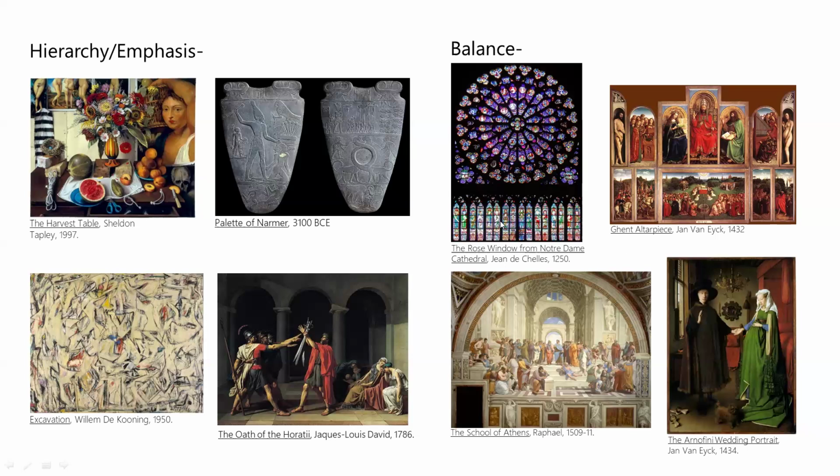The rose window from Notre Dame is an example of radial symmetry, and being radial symmetry, that means it is also an example of rotational symmetry. In my lecture on balance, I talk about the difference between rotational symmetry and radial symmetry, as well as the difference between those versus axial symmetry.